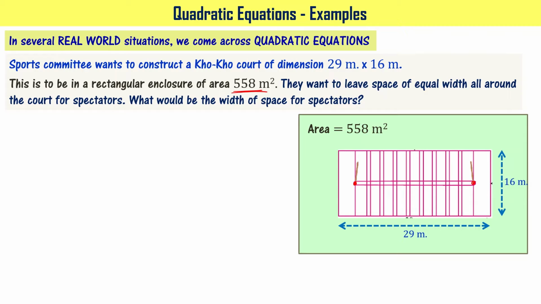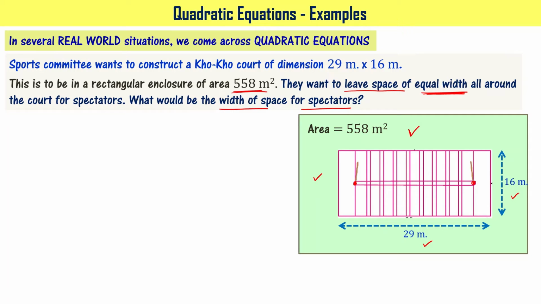Another important point here is they want to leave a space of equal width all around the court for spectators. It means if you want to roam around the court, all the sides they want to have the equal width. For example, this particular zone, this particular zone, this particular zone, and this particular zone, all of them have to be of the same width. Now the question is, what would be the width of space for spectators? What is this width? That is the question asked.